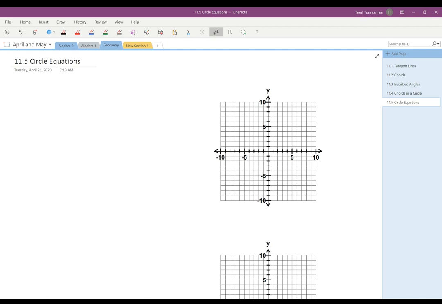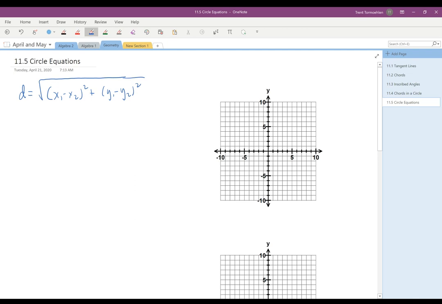So in this video, we're going to look at how circles have equations on a graph. And this is tied closely to our distance formula. So let's just review that real quick. The distance between two points on a graph, (x1, y1) and (x2, y2), is the square root of (x1 minus x2) squared plus (y1 minus y2) squared.